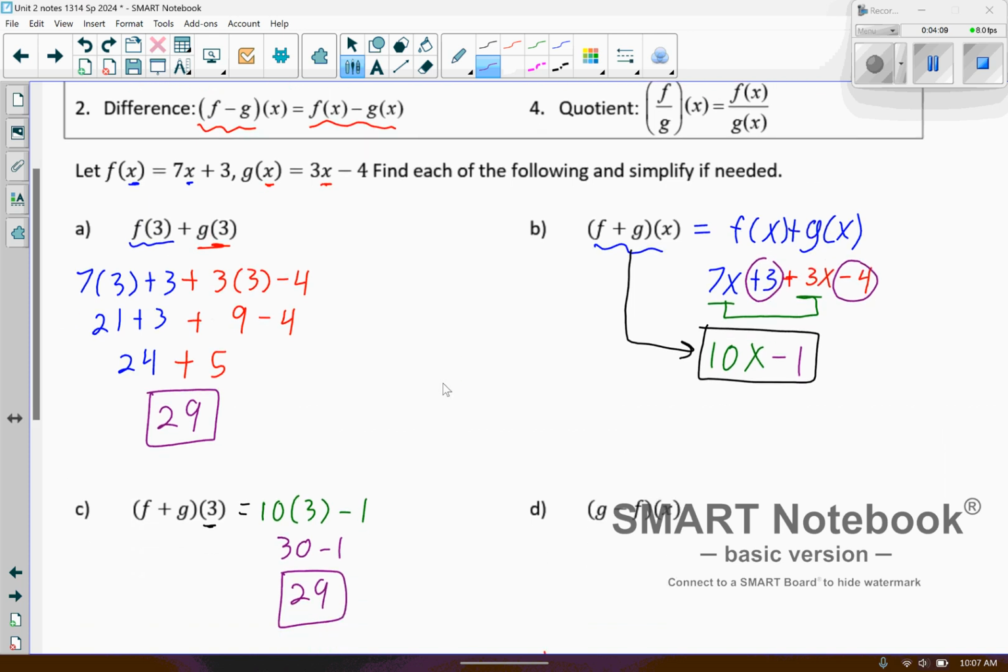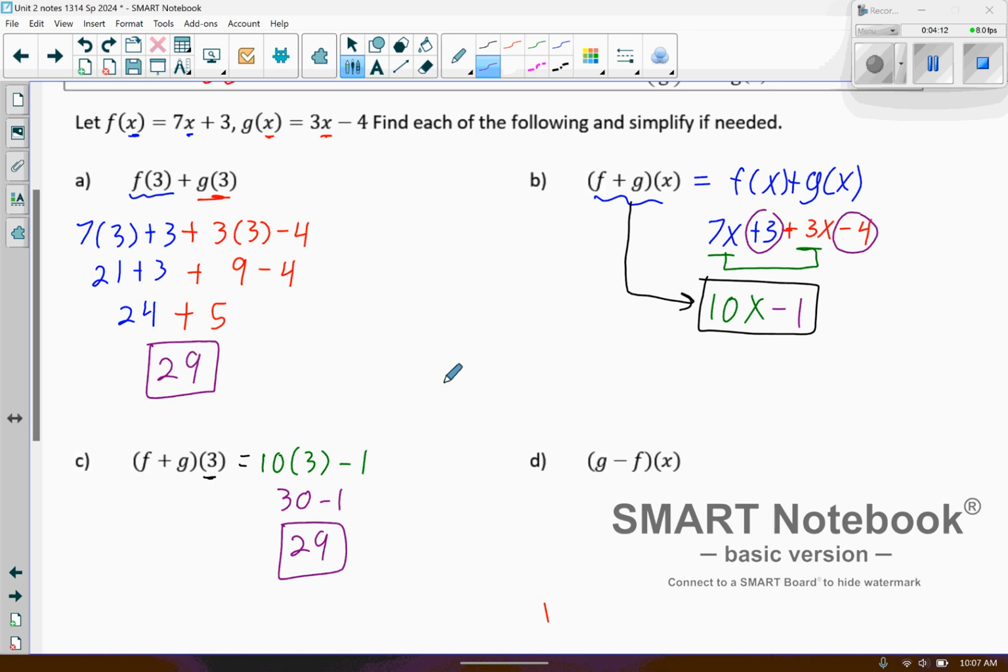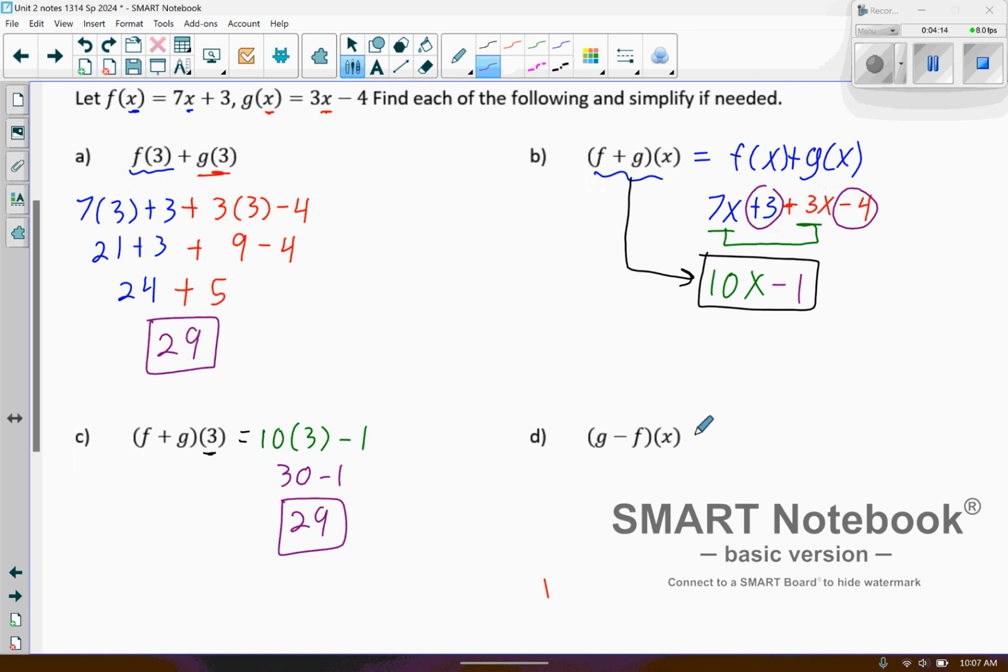So moving on to part D, we're going to do the difference. And so the key here is you need to understand that this is the same thing as g of x minus f of x. And now you have a definition for each one of those. So for g of x right here, we're going to replace that with 3x minus 4. Now this is key. I have to have this minus here. And when I plug in the f of x, I actually want to put that in parentheses, the 7x plus 3. It's very important to have that in parentheses because that subtraction needs to be applied to the 7x and the plus 3 right there.